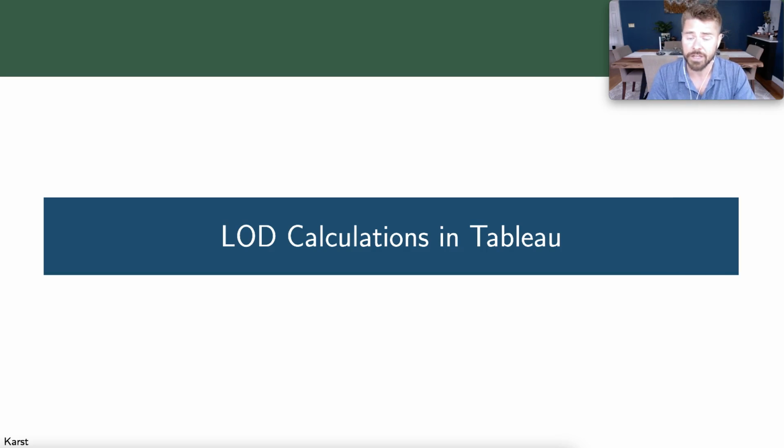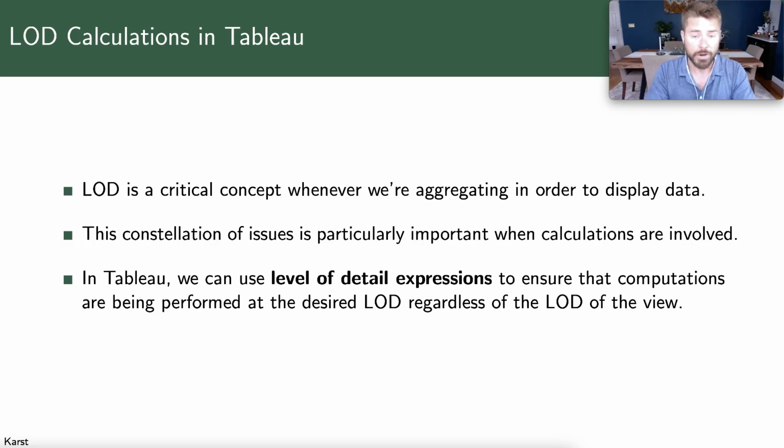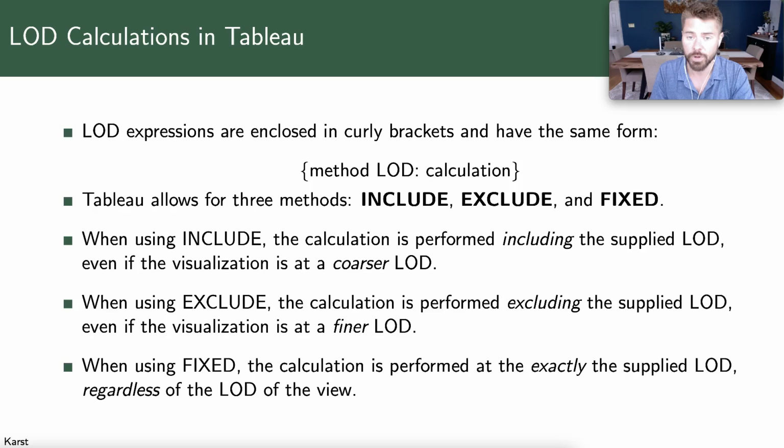Level of detail calculations take this reasoning to the next level and allow us to concretely and specifically demand the level of detail at which a computation will be performed. So whenever we're aggregating and level of detail comes up, these level of detail expressions are how we specify to Tableau what we want. And in particular, they always have the same form: the method, and we'll talk about what those are, the level of detail that we want to operate at, and then the calculation itself.